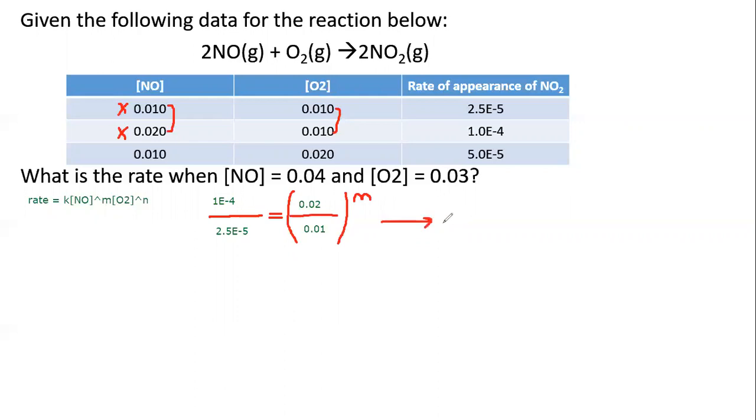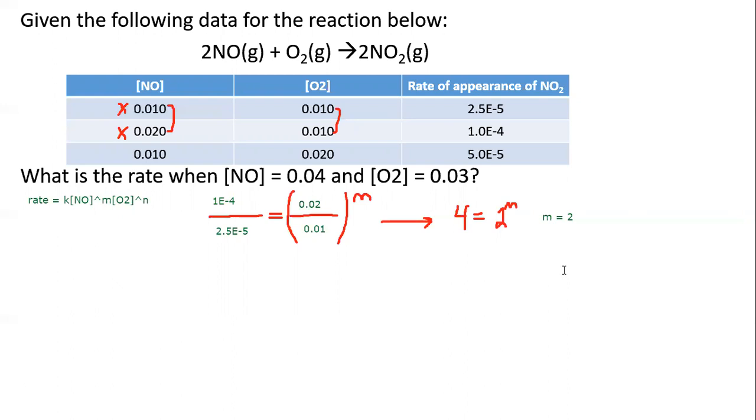So now what do we get? We get 4 equals 2 to the m. So now we can determine what m is. So what power of 2 will give you 4? And the answer is 2. So here, NO is second order.